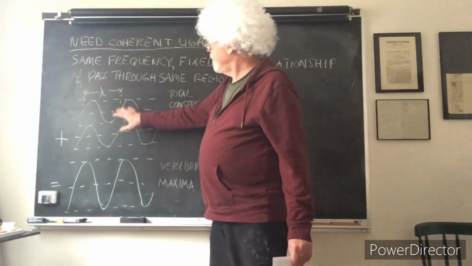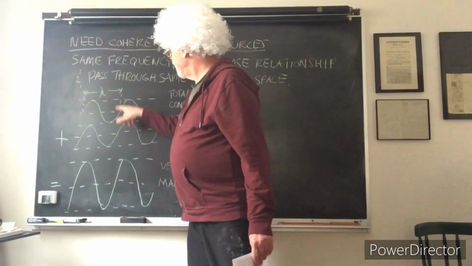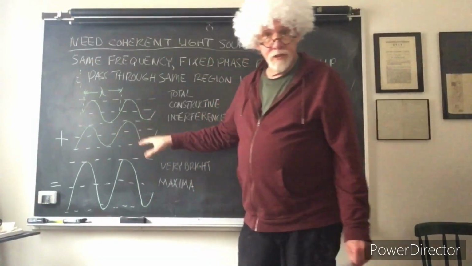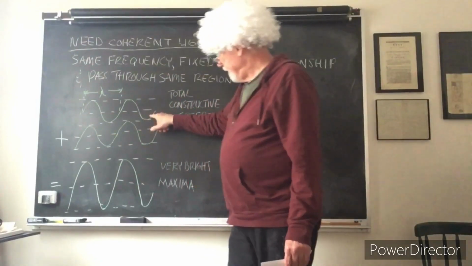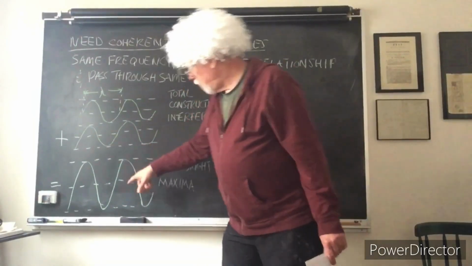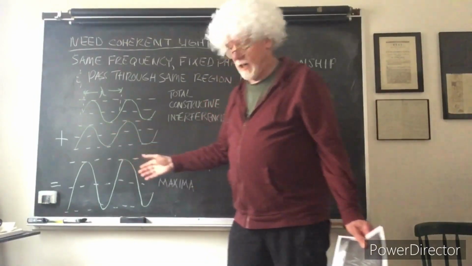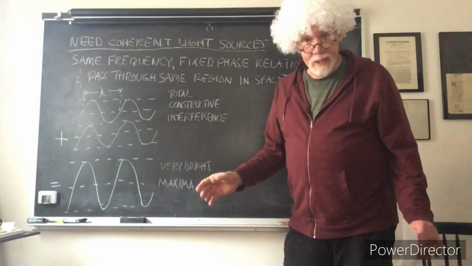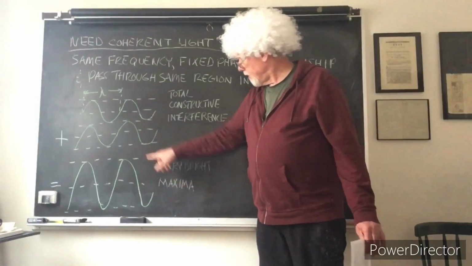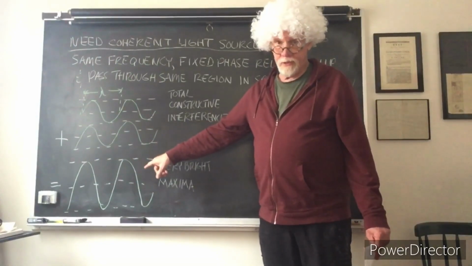So if we have two waves that are in phase, like these are, this is just the wavelength lambda, so they're the same frequency, they're in phase and in the same region of space, this wave plus this wave is going to equal that wave, with twice the amplitude of these two. They simply add up. And the way that manifests itself in light, you're going to get a very bright light where this occurs, where it's known as a maxima. This is known as total constructive interference.